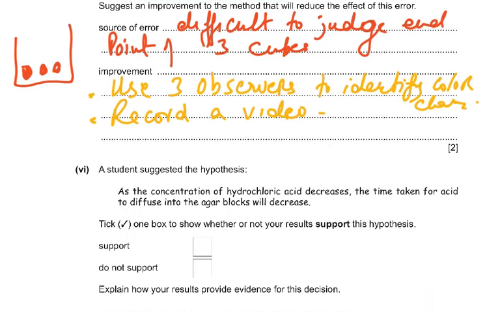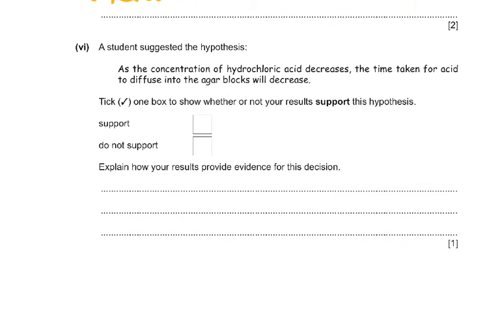Then coming to the next part of the question, it says a student suggested a hypothesis. What is a hypothesis? You must know what is a hypothesis. Hypothesis is a theory. The theory was, as the concentration of HCl decreases, the time taken for acid to diffuse into the agar will decrease. As the concentration decreases from 1 to 0.8, the time taken will also decrease. Now, either you support it or you don't support it. I don't support it because my results are given in such a way that as the concentration decreased, the time taken increased. And then I would give you the figures.